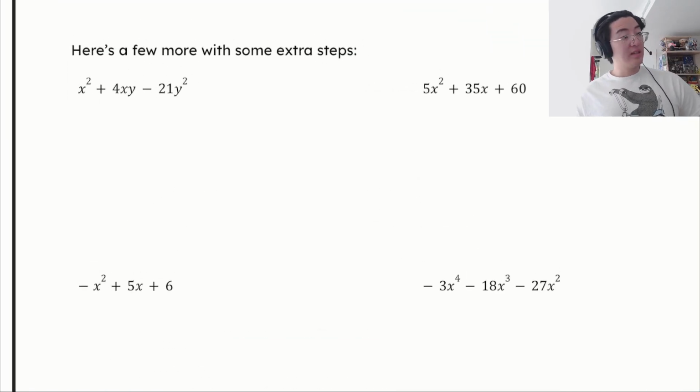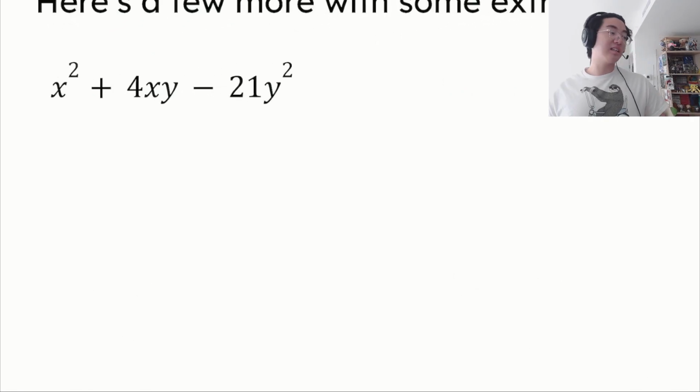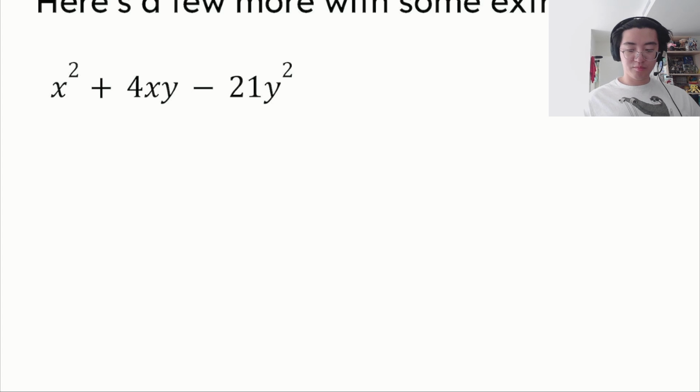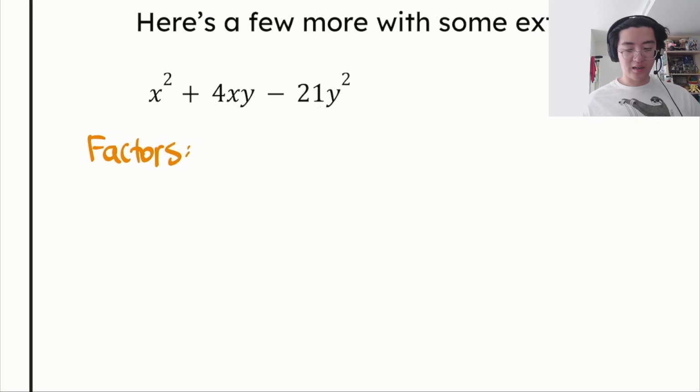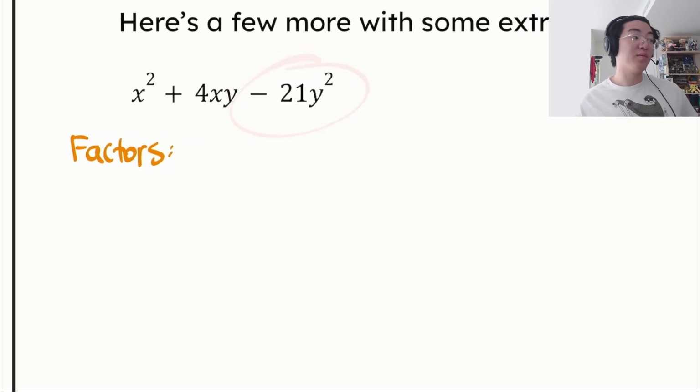Okay? But other times, right, we also got some extra steps we gotta be careful of. Right, so let's say this one here. So this one here, it's pretty much saying, what factors will multiply to -21y squared?